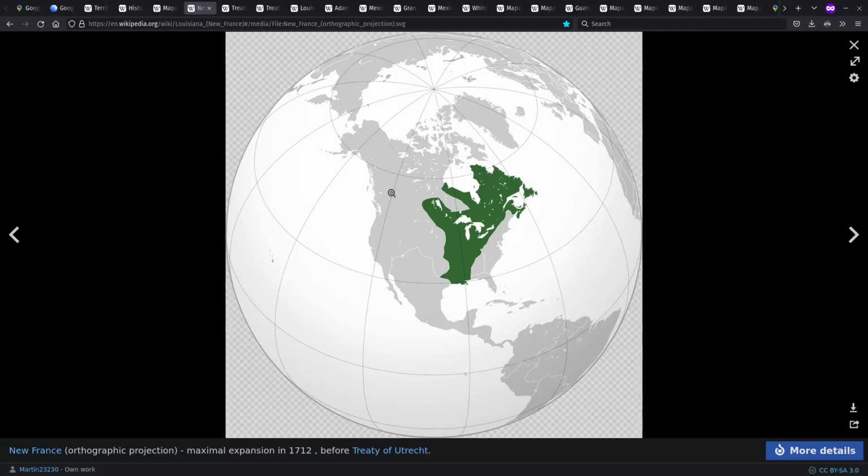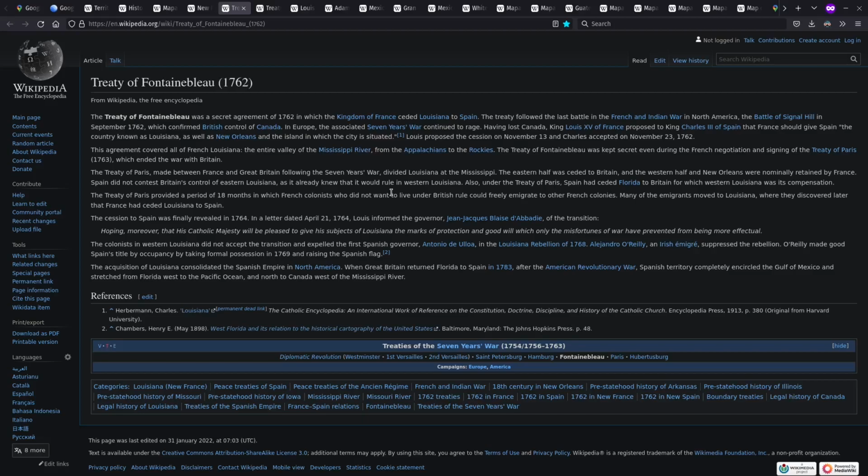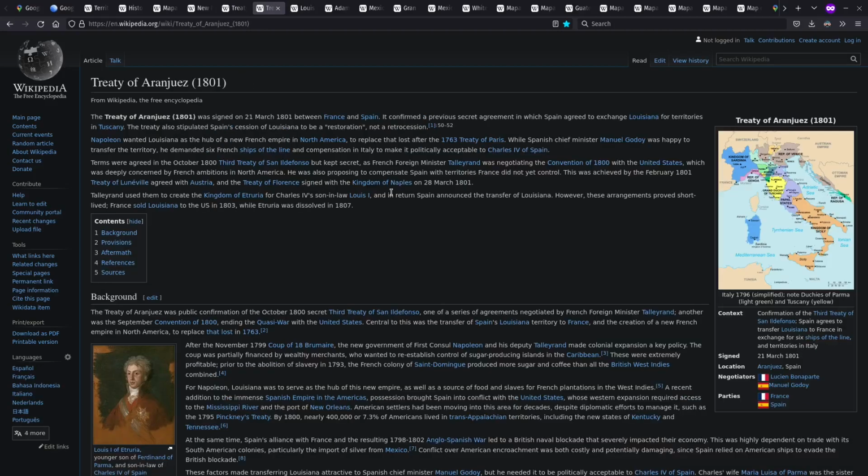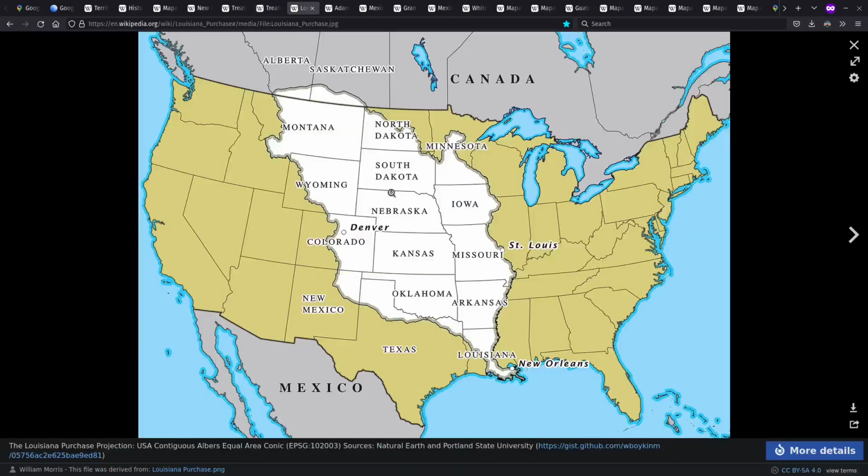Well, New France had quite a large territory in North America at one point. This right here is 1712. And in 1762, under the Treaty of Fontainebleau, if I pronounced that right, France ceded Louisiana to Spain. Notice these things are happening quickly. During the lifespan of a person, multiple of these events took place. And then in 1801, under the Treaty of Aranjuez, Spain gave Louisiana back to France. For only 2 years later, France sold Louisiana to the United States, which formed a big portion of the border between the United States and Spain.